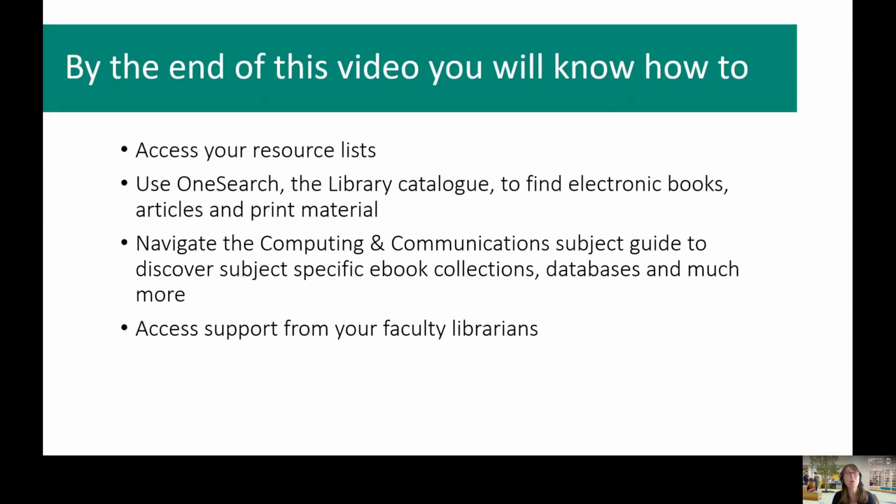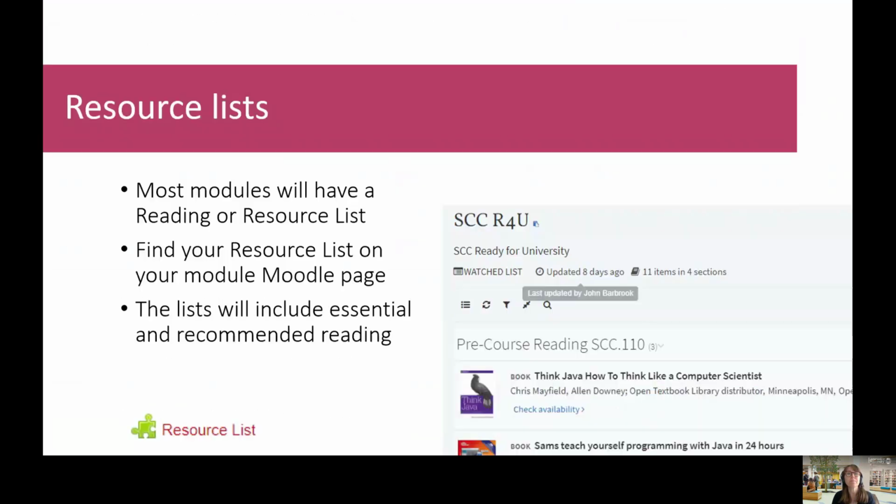So in this video, I'll show you how to access your online reading list, known as resource lists here at Lancaster. I'll go on to demonstrate OneSearch, the library catalogue, where you can find both electronic resources such as ebooks and electronic journal articles, as well as see where print items are located in the library if you're studying on campus. I'll show you where to find the computing subject guide, where you can access subject-specific ebook collections and specialist databases. And finally, I'll tell you how the faculty librarians can support you and how to contact us.